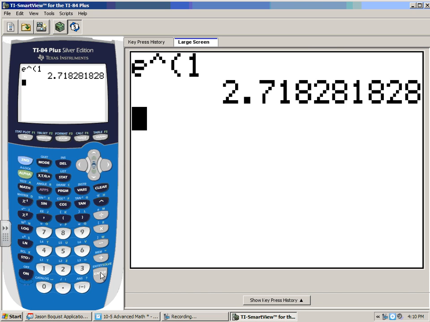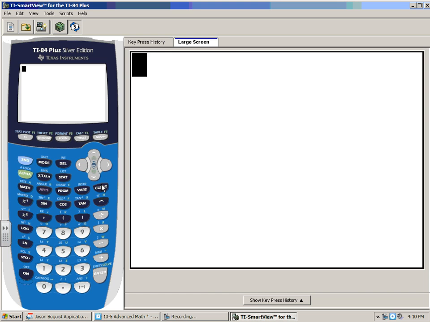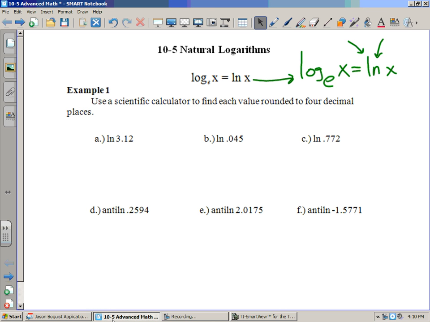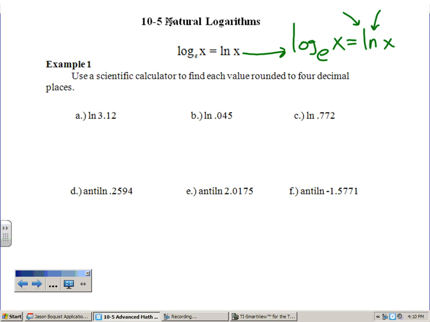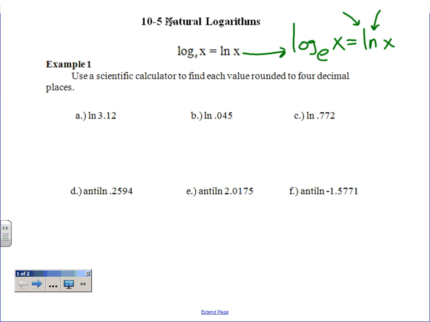What we're going to do is get a very general start with it. We're going to find what the natural log of, say, 3.12 is, and then what the anti-natural log of 0.2594 is, and so forth. Whenever you see natural log, you can think of that as log base e. So this one is really saying log base e of 3.12 would equal some x value, meaning e to what power would give me 3.12.